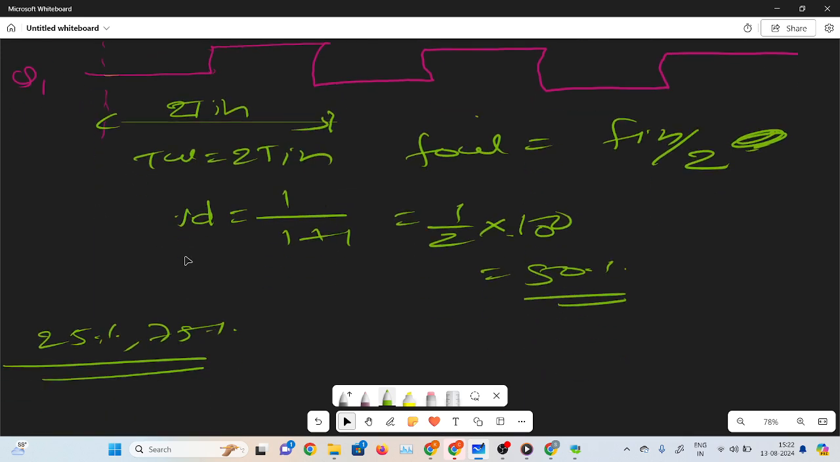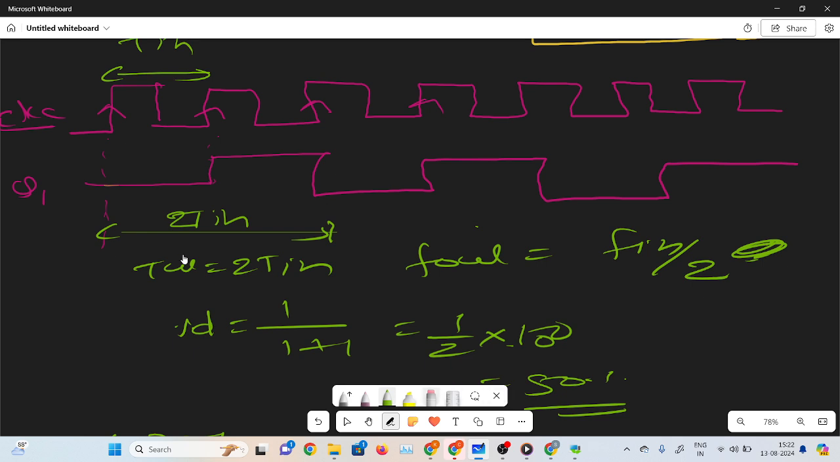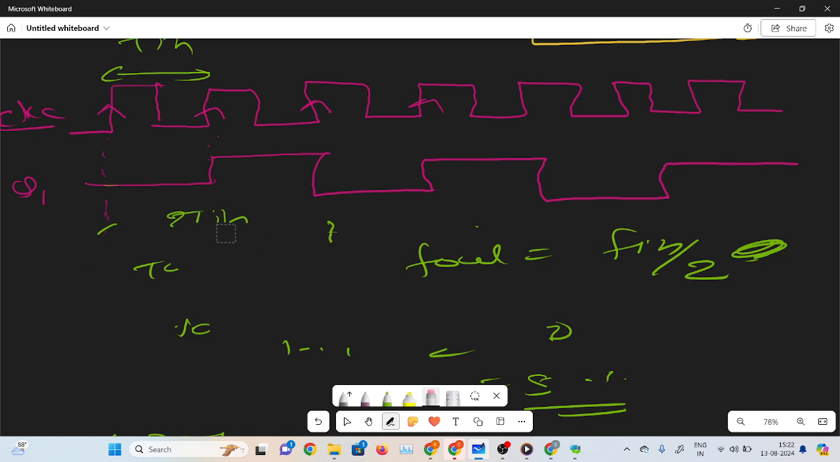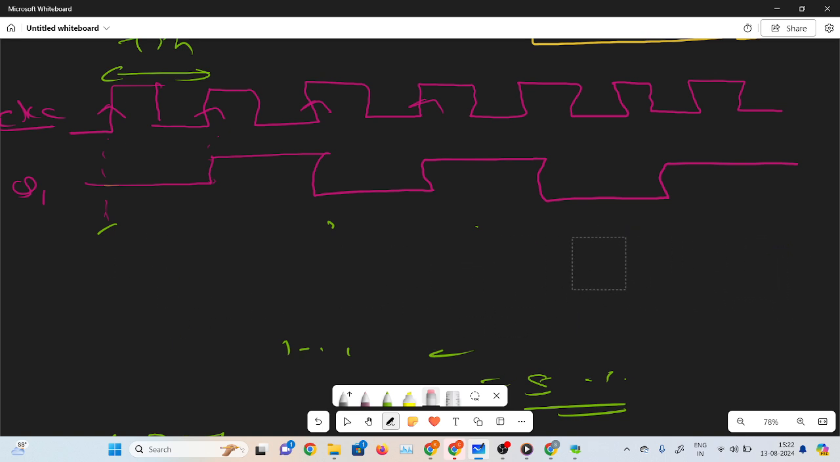If you want to convert to a 25% duty cycle, no issue. Just use one AND gate. If we use the AND gate, this complete waveform will convert into the output. This is one time period. If I perform the AND operation, if both the logic is one, then it will be one. Otherwise, it will be zero.